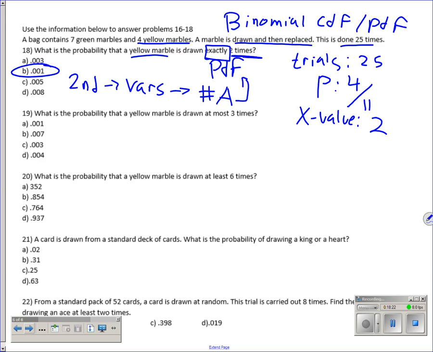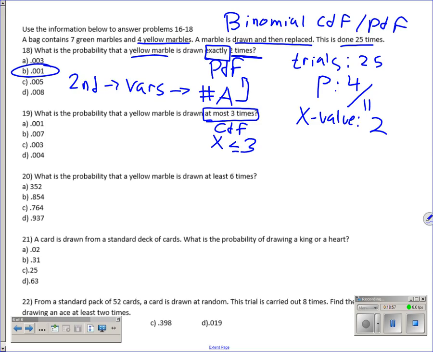Okay. Now, number 19 says, what is the probability that a yellow marble is drawn at most 3 times? Okay, so there's my keyword, or my phrase. Instead of looking at exactly in PDF, this fact that we talked about inequality, at most, that implies CDF. So the first step with CDF and inequalities is to write the inequality. In this case, if I say at most 3 times, I'm saying X is less than or equal to 3, because the very biggest it could be is 3.